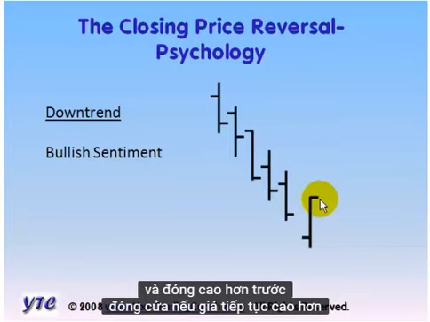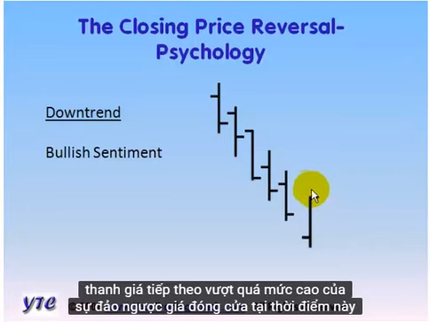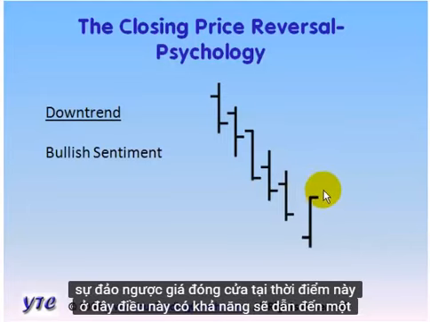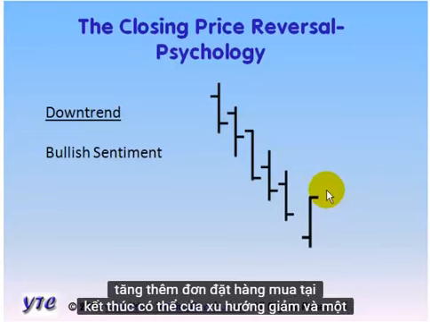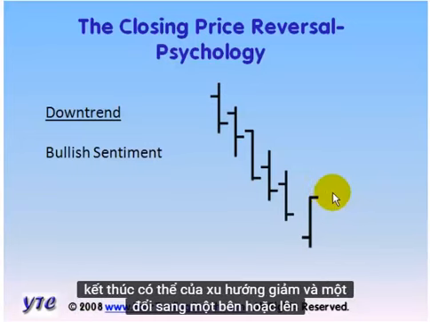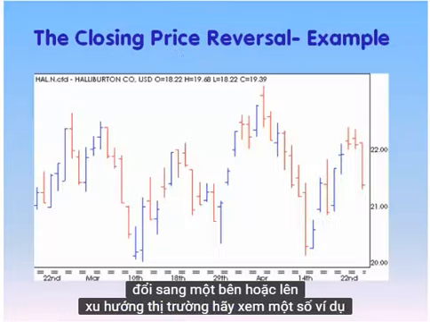If price then continues higher on the next price bar, exceeding the high of the closing price reversal at this point here, this will potentially lead to a further increase in buy orders at a possible ending of the downtrend and a change to either a sideways or uptrending market. Let's see some examples.